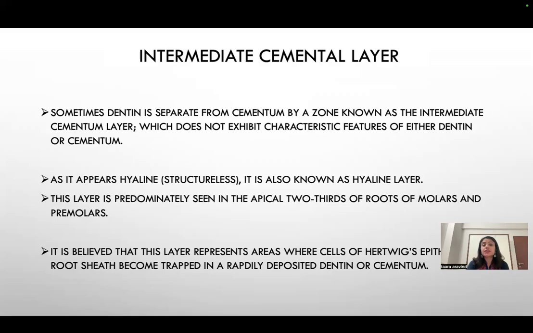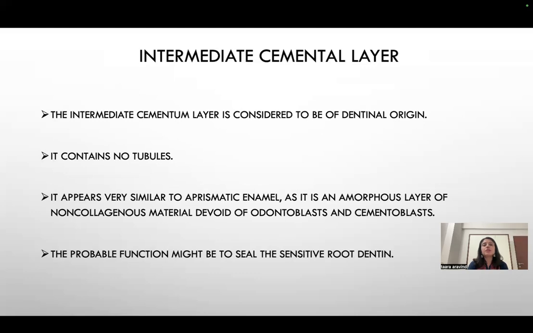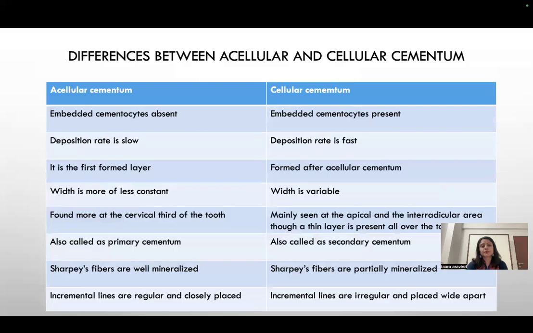It is believed that this layer, the intermediate cemental layer, represents areas where cells of Hertwig's epithelial root sheath become trapped in rapidly deposited dentin or cementum. The intermediate cementum layer is considered to be of dentinal origin. It contains no tubules. It appears very similar to aprismatic enamel, as it is an amorphous layer of non-collagenous material devoid of odontoblasts and cementoblasts. The probable function might be to seal the sensitive root dentin.